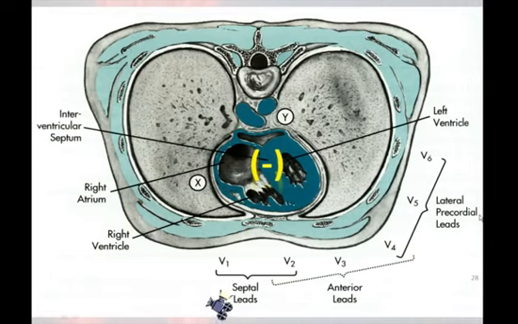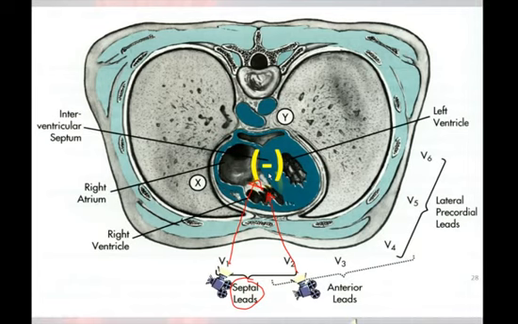We're going to start off with V1. V1 is going to look from the left side of the sternum directly into the heart right here. V2 is also going to look from the right side of the sternum, in the fourth intercostal space, directly into the heart. Now, ideally, these are considered septal leads because primarily you are looking at the interventricular septum. That's where the central terminal is actually located.